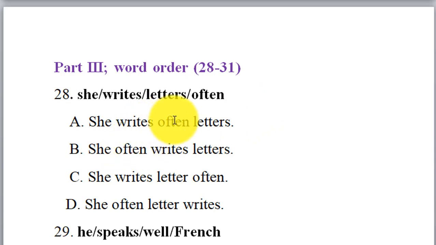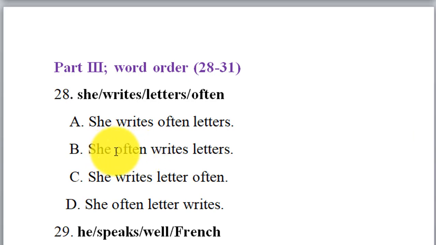Let's read A: she writes often letters. Subject, verb, frequency and object. So the position of frequency is not right here, it comes before the action verb, so this is wrong. She often writes letters: subject, frequency, action verb, object. Completely right because adverbs of frequency come before any kind of action verb. This is the first use of adverbs of frequency.